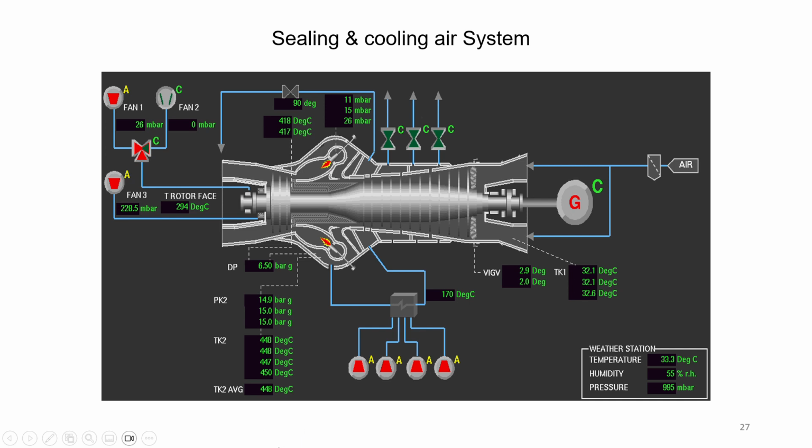Now there is a system called the cooling and sealing air system. In this system, the cooling air, as I described earlier, is passing through all the hot parts of the turbine and it is cooling the system.